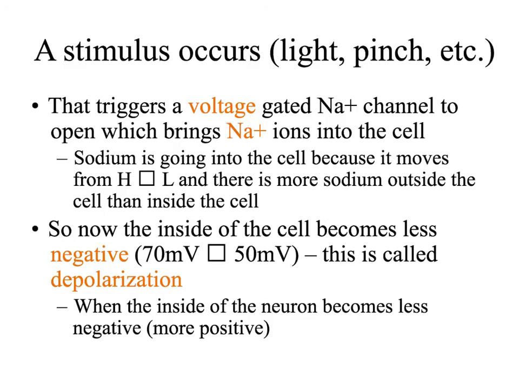All right, so let's say a stimulus occurs. Let's say light hits something, or you get pinched, whatever that is. That is going to trigger a voltage-gated sodium channel to open up, and that is going to bring sodium ions into the cell. So it's going in a backwards direction. Sodium is going to go inside the cell because sodium will move from high to low, and there is more sodium right now outside the cell than inside the cell. So the inside of the cell is becoming less and less negative. This is called depolarization, because we're going to go, let's say, from -70 millivolts to -50 millivolts. When the inside of the neuron becomes less negative, it means it's more positive.